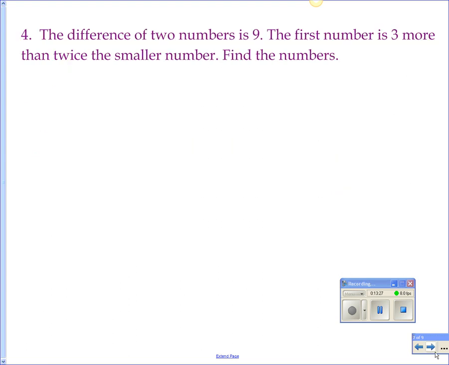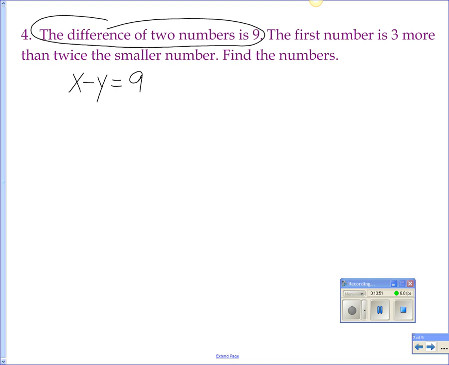All right, number 4, the difference of two numbers is 9. The first number is 3 more than twice the smaller number. Find the numbers. Okay, Daniel, help me out with this first sentence. The difference of two numbers is 9. Good.